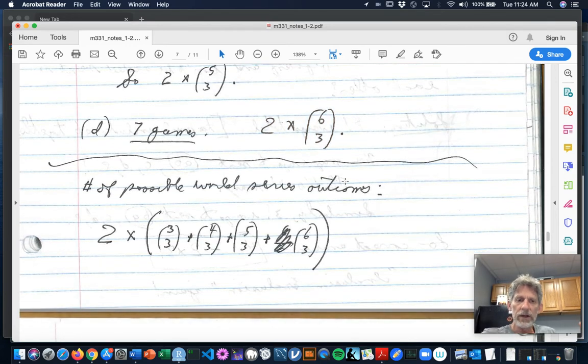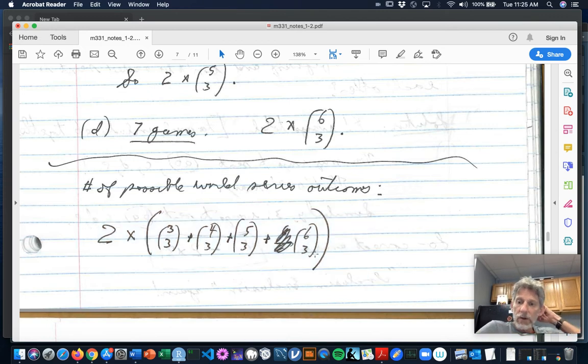So actually, the number of total possible World Series outcomes of all game lengths, 4, 5, 6, or 7, is going to be twice the 3 choose 3. That's the one way, where all 3 of the previous games had to be the winner winning. 4 choose 3, that's the case where there were 5 games. 5 choose 3, where there were 6 games. And 6 choose 3, where there were 7 games, doubling. And that would be our answer.